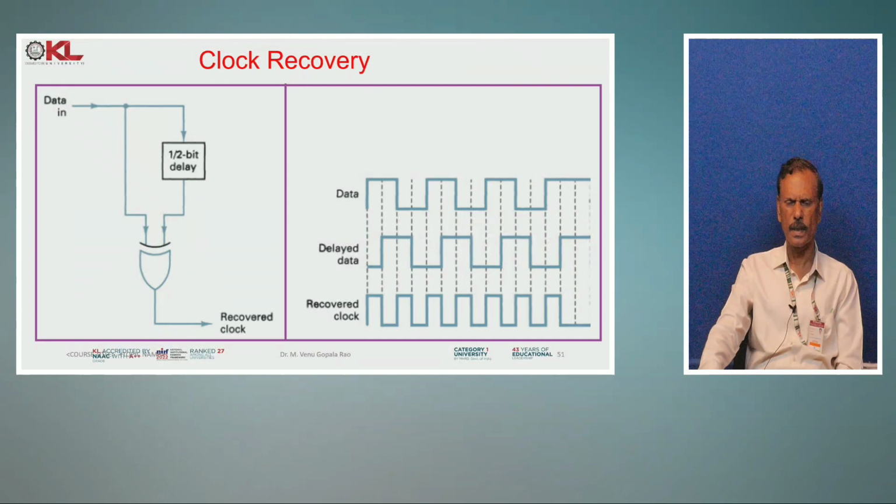A simplified circuit, which you might already have studied in digital circuits: suppose we receive a signal and a copy with a half bit delay, and we apply these two to an XOR gate. With that XOR gate, we automatically recover the clock frequency from the received signal. For example, this is the data we are receiving, the original data, and this is the delayed data. The delay is taken as a half bit delay. By taking the XOR gate, we automatically get the clock recovery, as we have already studied in basic digital circuits.